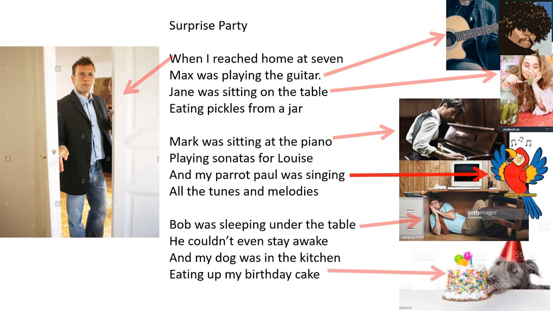What was my dog doing? My dog was eating my birthday cake. So the eating action was still in progress when the writer reached home at 7. So in short, when the writer reached home at 7, he could see all those actions in progress. This is how and when we use past continuous tense.